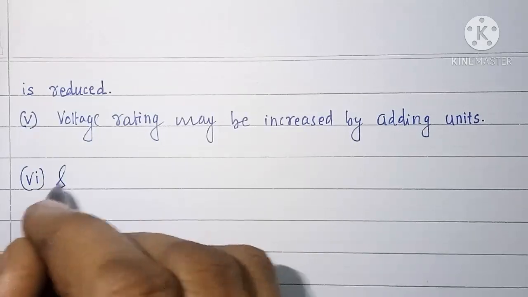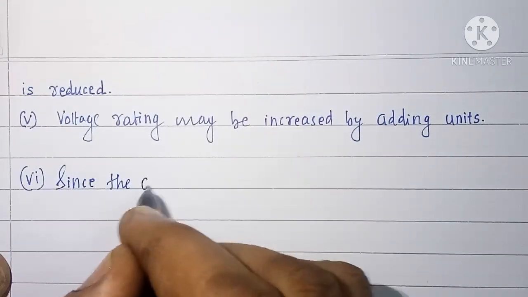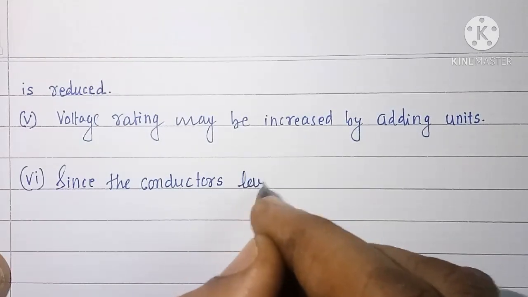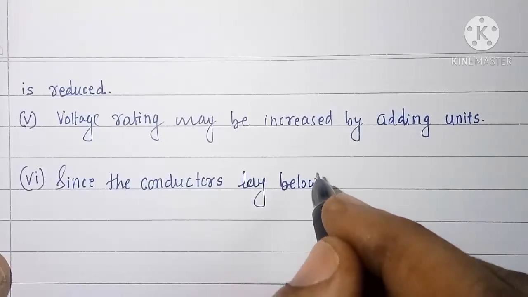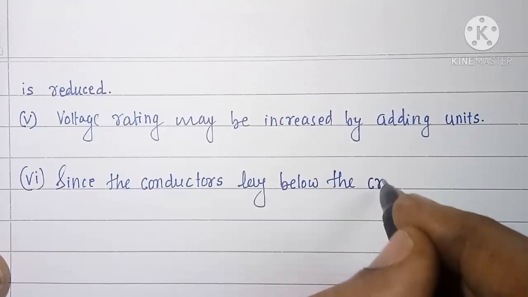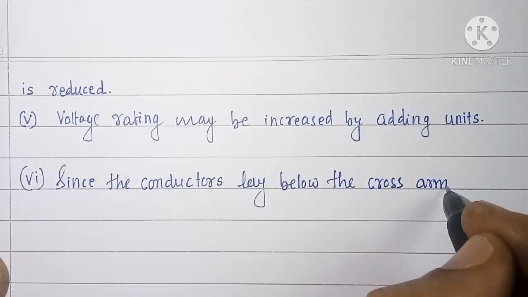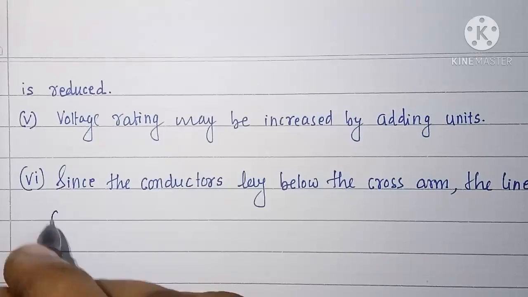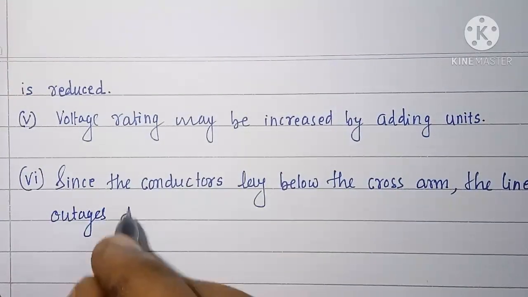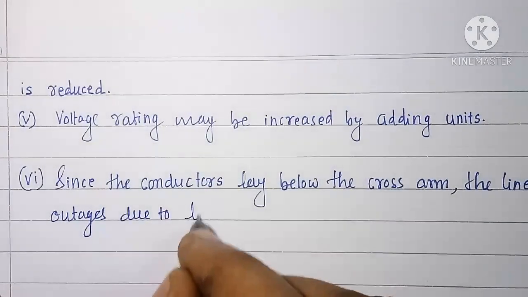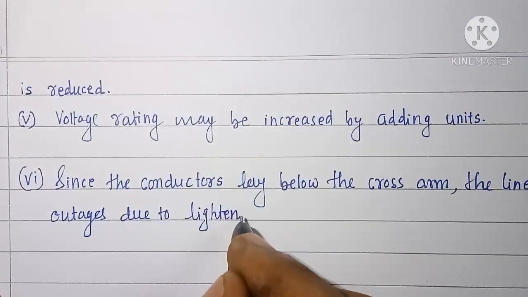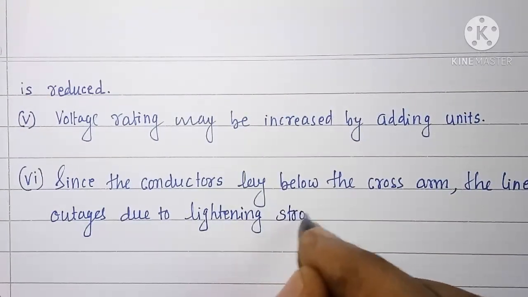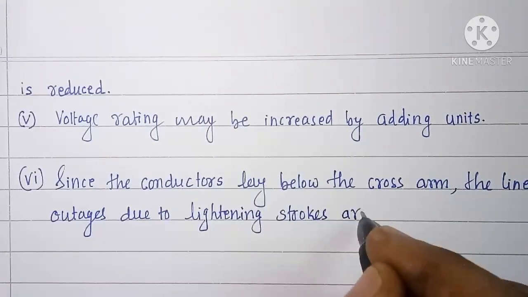Sixth advantage, since the conductors lay below the cross arm, the line outages due to lightning strokes are reduced.